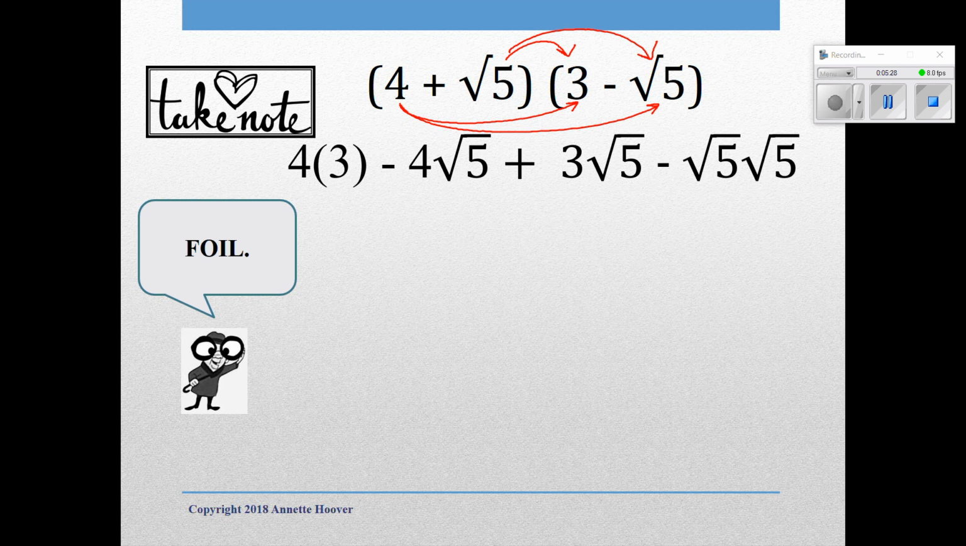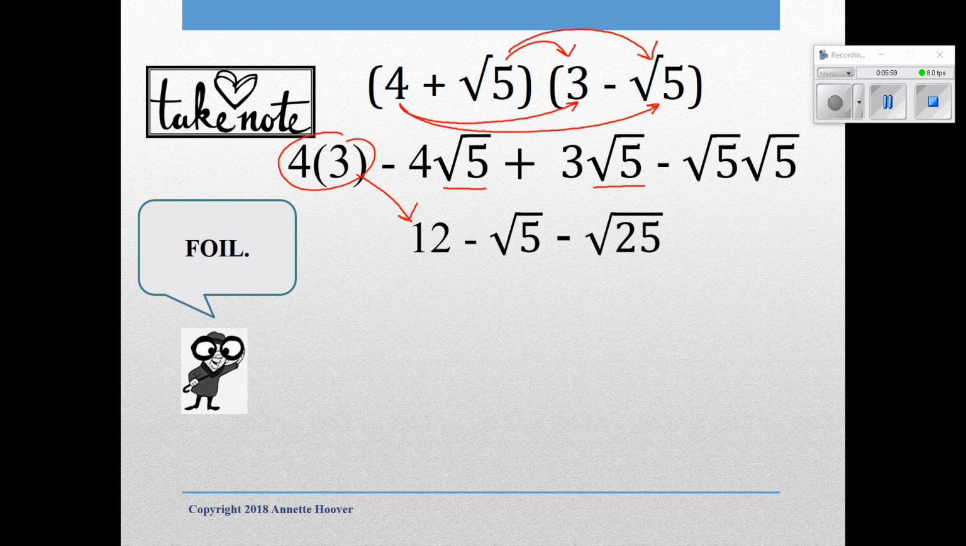When we do that, we have 4 times 3 for the first terms, minus 4 times the square root of 5. For the inner terms, we have 3 root 5. And for the outer terms, we have the square root of 5 times the square root of 5. We can begin simplifying now. And we know that 4 times 3 is 12. And here we have two like terms. We could go ahead and simplify that if we would like to.